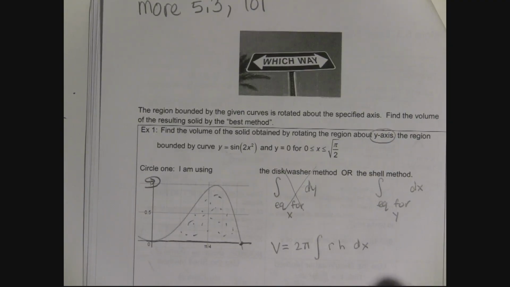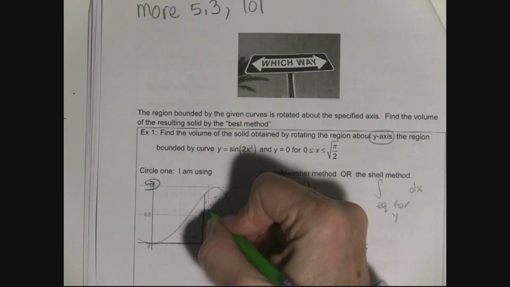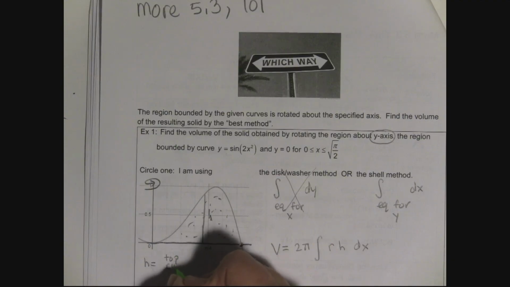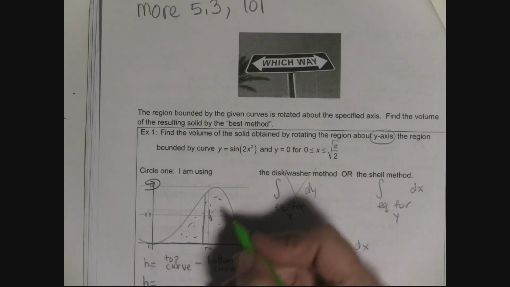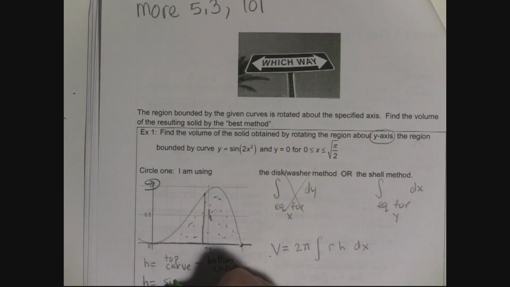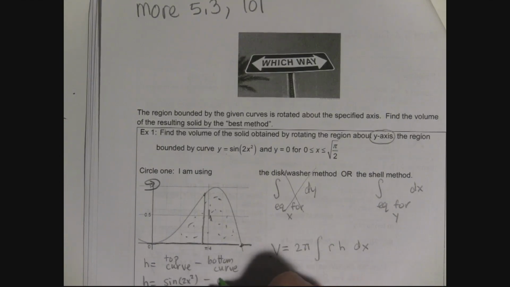H is top curve minus bottom curve. And when you draw it, you can draw an H wherever you want, but you need to draw it in your solid region, parallel to the axis of rotation. So H right here is your top curve minus your bottom curve. So H is equal to, well, my top curve is that crazy sine of 2x squared, and my bottom curve is 0, which is nice.